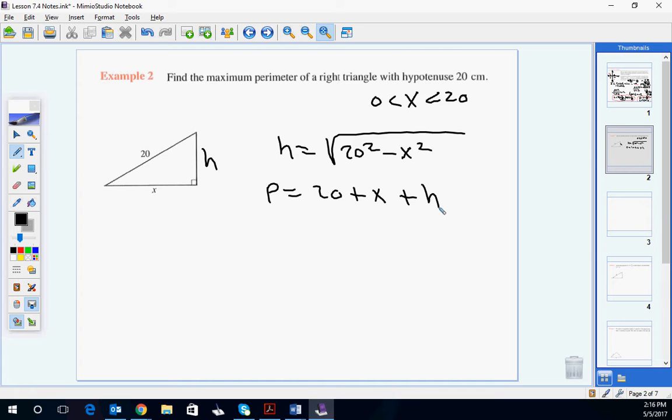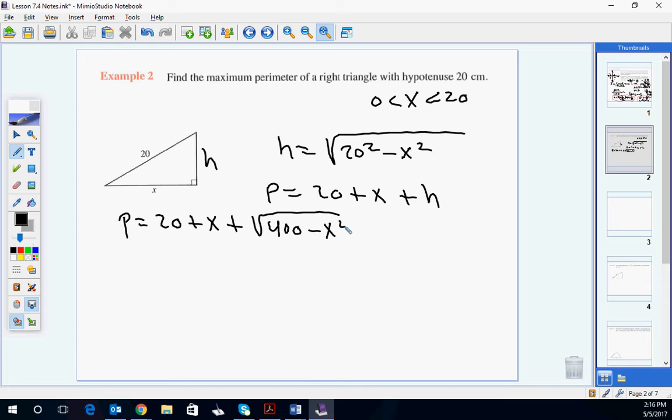So this goes back to what it says. We want to figure out what we're comparing, and then we want to get everything in one variable. I set this one up so we can put it in one variable pretty easily. What will we do now? Just boom right there, because now we have all x's. So perimeter is 20 plus x plus the square root of 400, that is 20 squared, minus x squared.